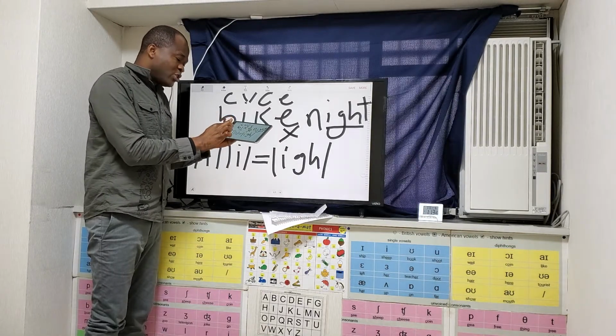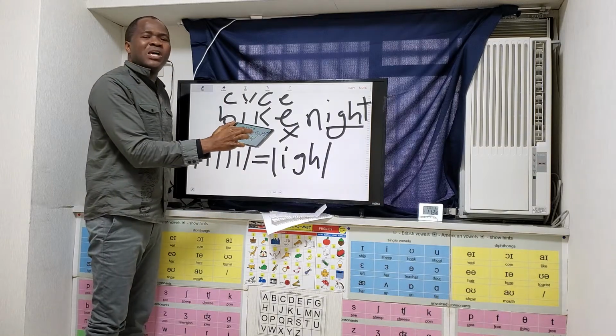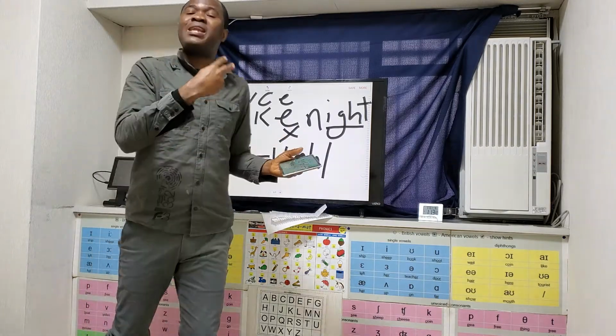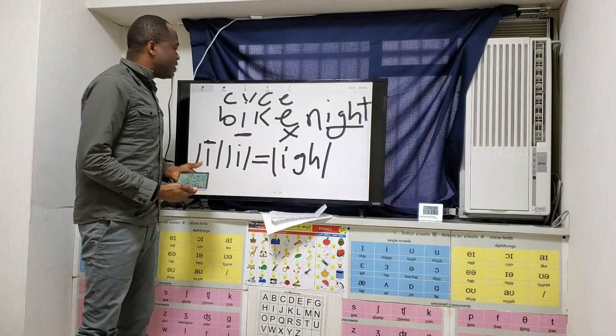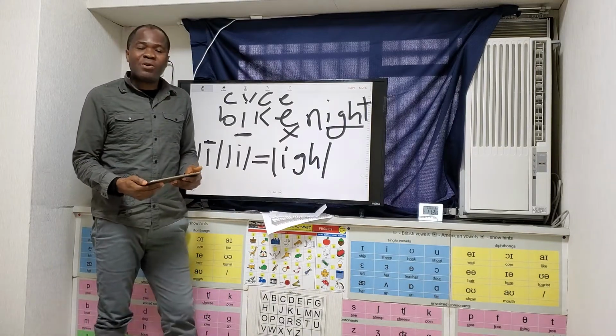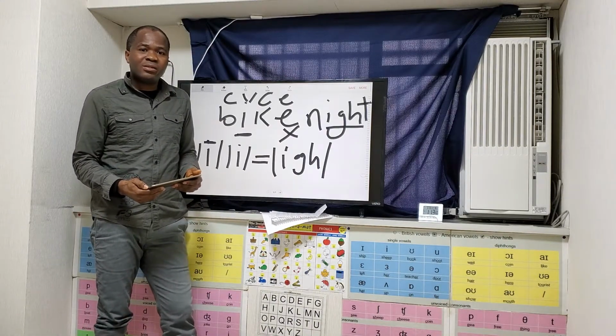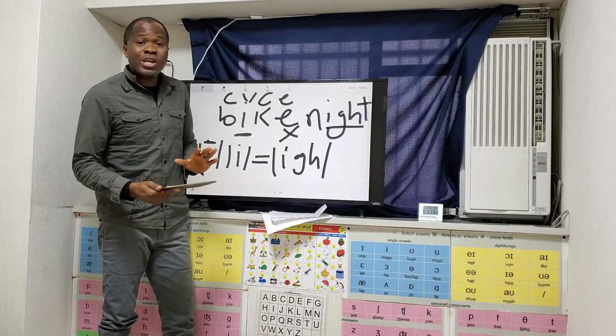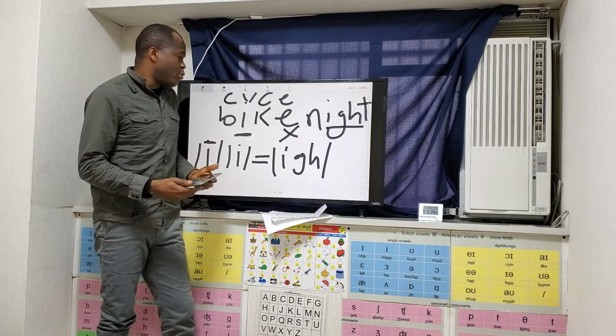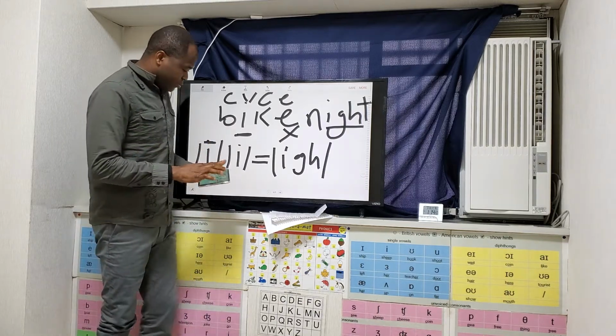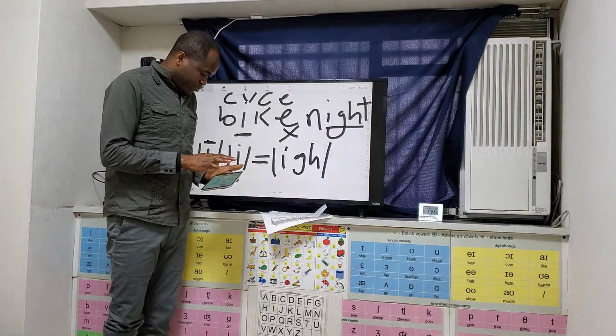So this is 1 unit of sound. This is also 1 unit of sound, but it consists of 3 letters. This is what makes English complex, difficult, sophisticated. And so we need to understand the concept so that we'll be able to decode the sound. Let's go over to our presentation.